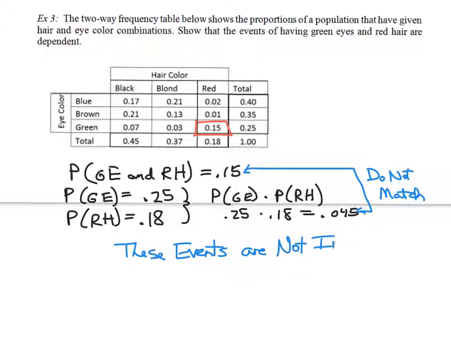If those two numbers did match each other, then we would say the events were independent. So in this case, if they're not independent, they have to be dependent events. And again, we use the second test for independence this time.